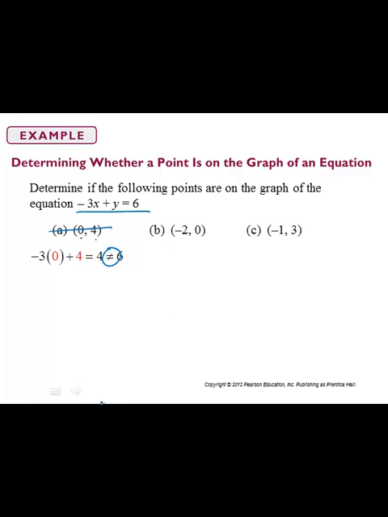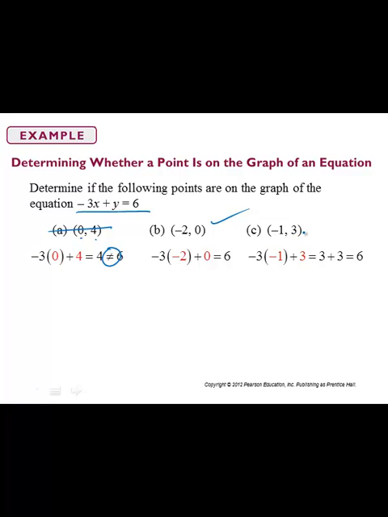What about the next point? Negative 2, 0. Well, you plug in negative 2 for x, and you plug in 0 for y, and 6 plus 0 really is equal to 6. So negative 2, 0 works. It's on the graph.